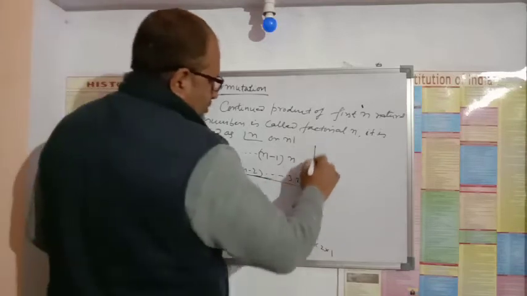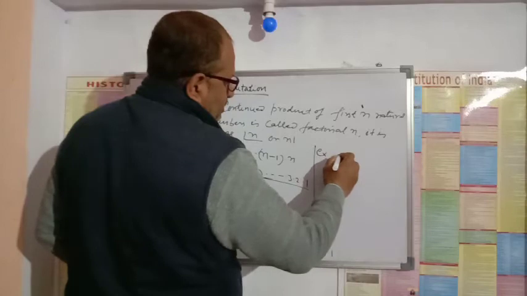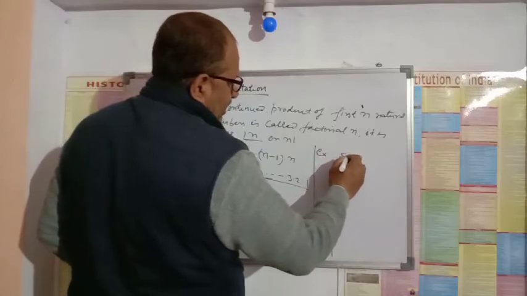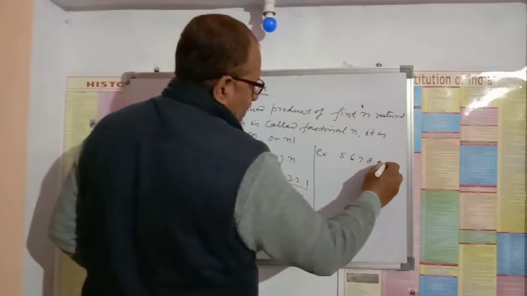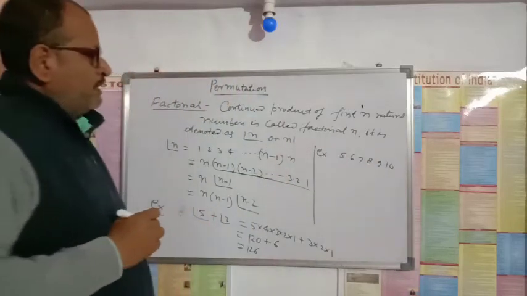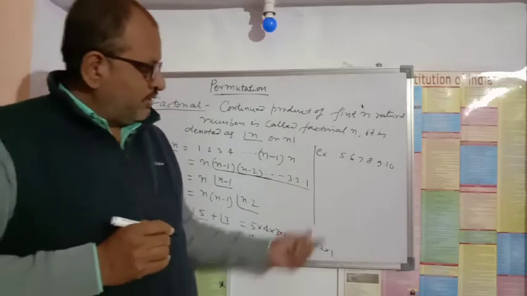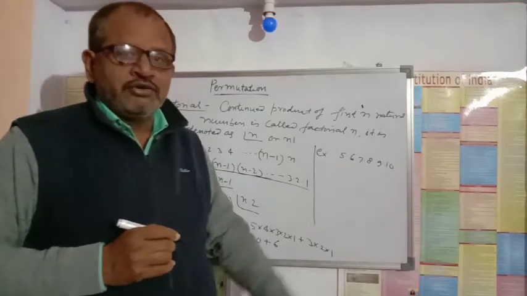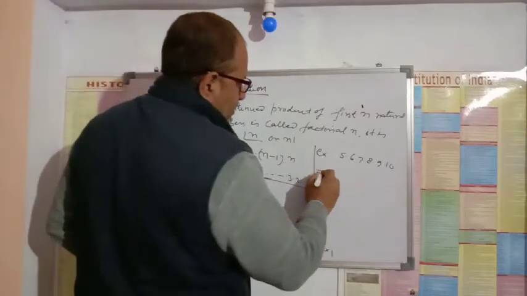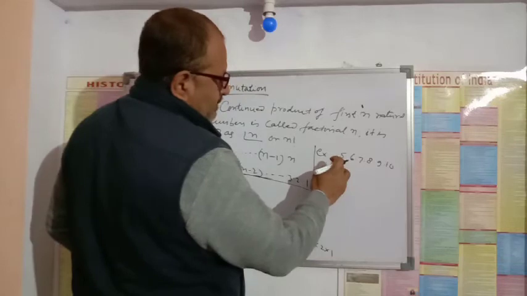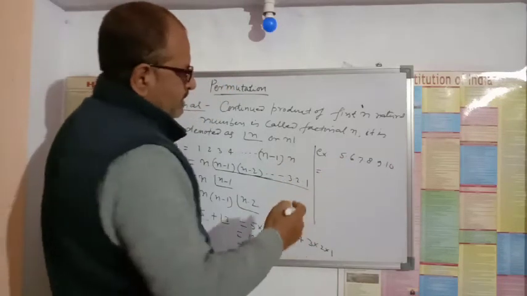We can see one more case. 5 into 6 into 7 into 8 into 9 into 10. We have to represent it in factorial notation. How we can write it in factorial notation? So multiplication starts from 5, 6, 7, 8, not from 1 to 3.